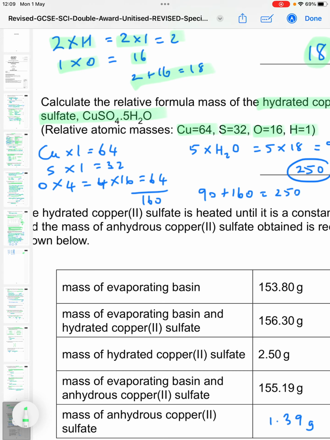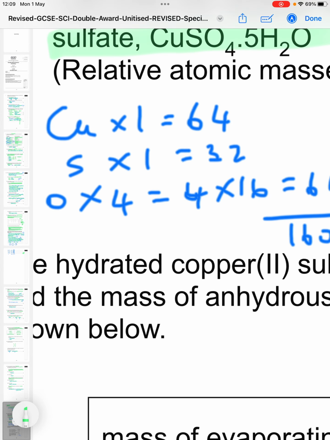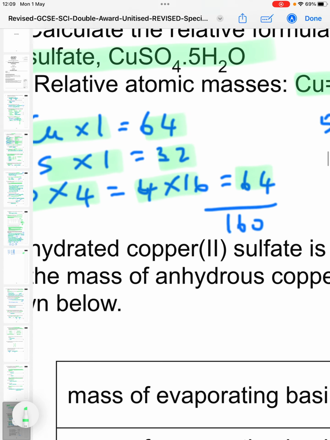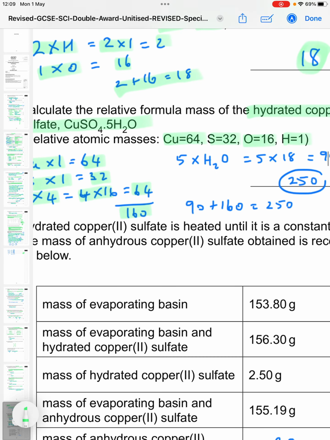So what I've done here, again, it gives you the masses. Copper 64, sulfur 32, oxygen 16 and hydrogen is 1. So working out the CuSO4 part, we've got 1 copper, which is 64, 1 sulfur, which is 32, and 4 oxygens, so 4 16s, which is 64. We add all that together, we get 160.